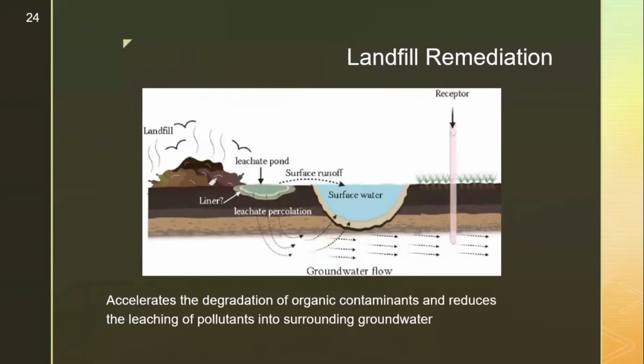In situ air stripping has been utilized in the remediation of landfill sites contaminated with organic compounds, leachate, and other pollutants. By injecting air into the landfill substrate, this technique accelerates the degradation of organic contaminants and reduces the leaching of pollutants into surrounding groundwater. In situ air stripping remediation technologies offer versatile solutions for addressing a wide range of contamination scenarios in groundwater and soil. Their field applications have proven successful in mitigating environmental risks, restoring contaminated sites, and promoting sustainable land use practices.